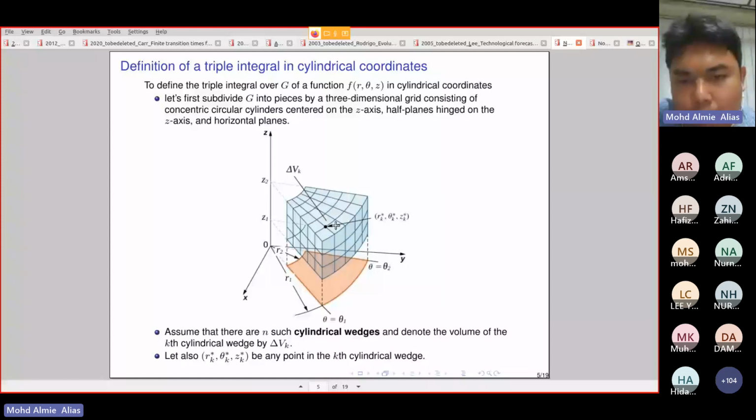Okay, so you denote it as something like this. You have three components, r, theta, and z, with subscript k here because it's the kth wedge. And then the star means that it's an arbitrary point. You can take a point from here, or from the mid position of the wedge, or any position as long as it's within the wedge.